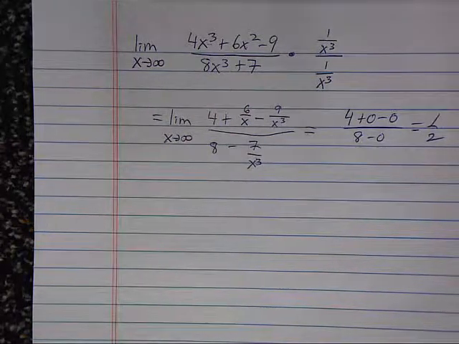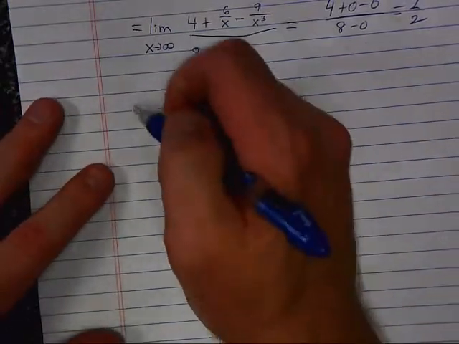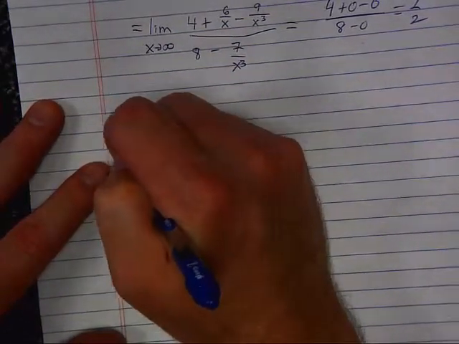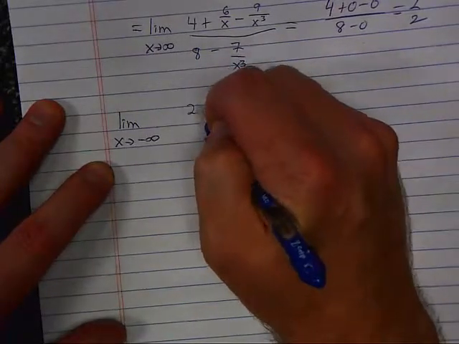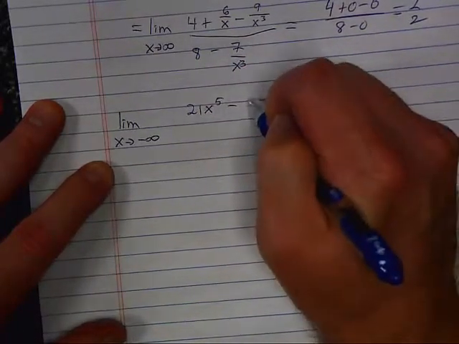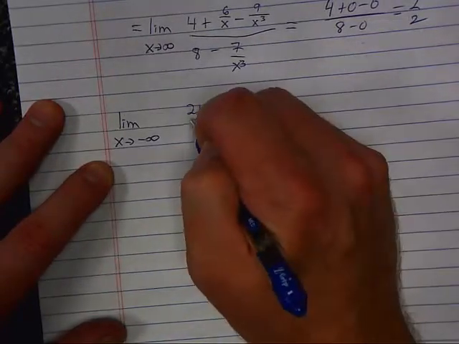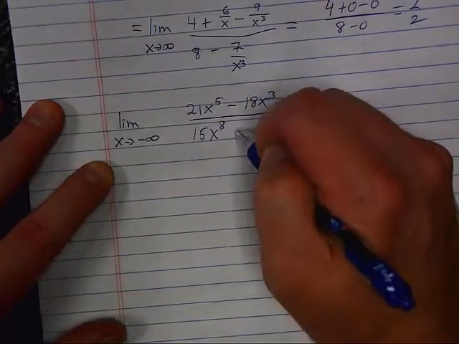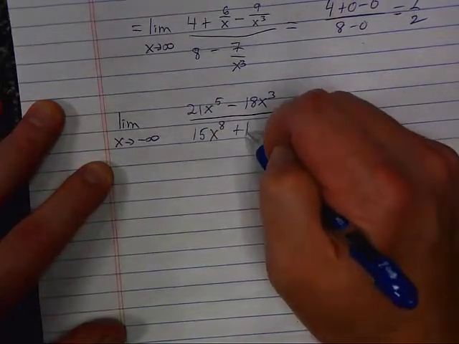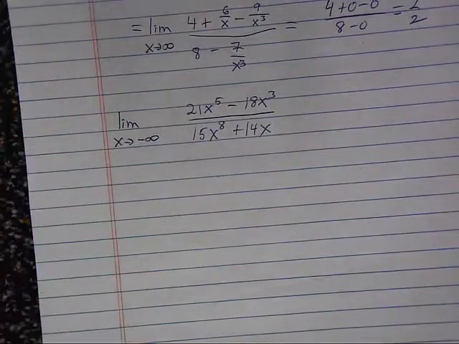Well, that works very well as long as the power on top and the power on bottom are the same. What if they're not? Well, we don't just skip those problems. Limit as x goes to negative infinity of 21x to the 5th minus 18x cubed divided by 15x to the 8th plus 14x, I suppose.